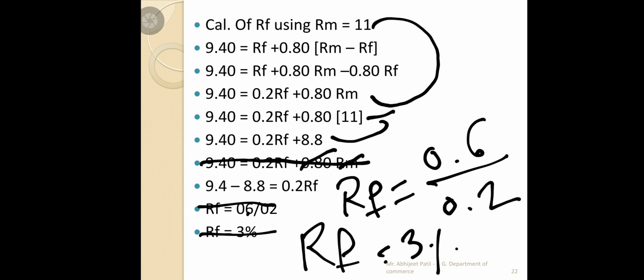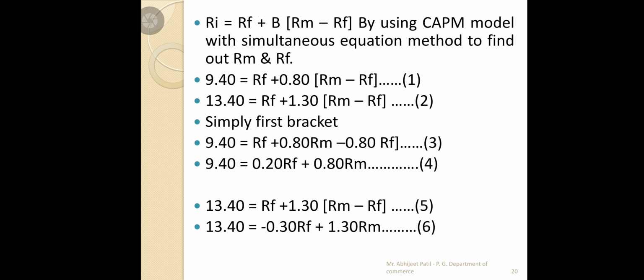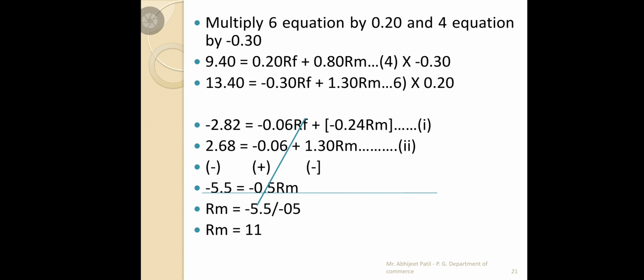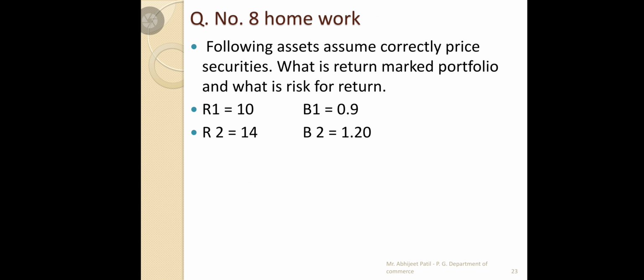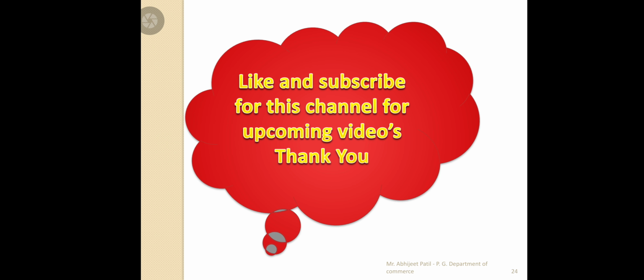So as per the missing information, to calculate RM and RF, use the first CAPM equation by simultaneous equations, simplify the bracket, then do cross multiplication and cancel, change the signs, and the remaining value will be either RM or RF. Put that in the first or second equation and determine the missing information of RM and RF. The next question is similar to the question we solved in question number 7, which you can do as homework. This is for today.